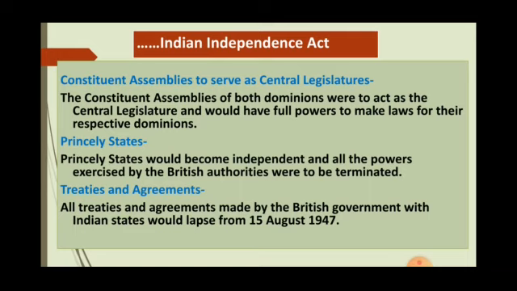The next one, treaties and agreements. All the treaties and agreements made by the British government with the Indian states would lapse from 15th August 1947. The British government will not have any responsibility or authority over the Indian states after 15th August 1947.